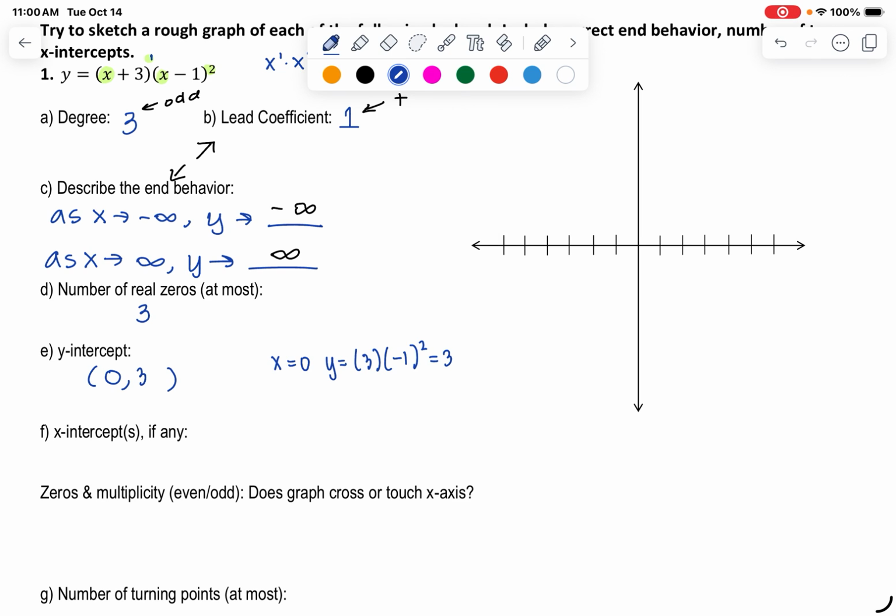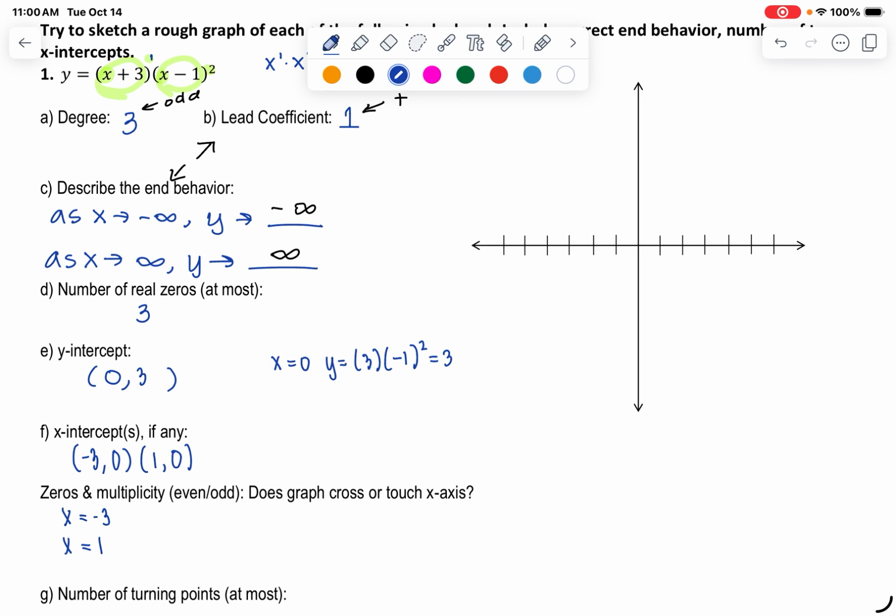X-intercepts: set each factor equal to 0 and solve. So I'm going to set this factor and this factor equal to 0 and solve. We get x equals negative 3, and these are the x-intercepts, so they're ordered pairs. So we have negative 3, 0, because x equals negative 3. Might as well write that down for my 0. X equals negative 3. And x equals 1 for my other 0. And so my other x-intercept is 1, 0.